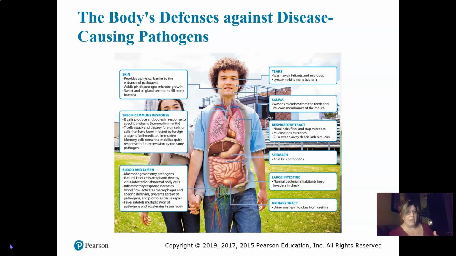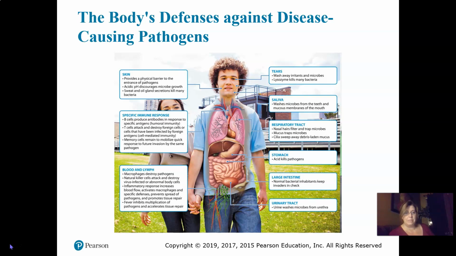Saliva washes away those microbes from the teeth and mucous membranes of the mouth. In our respiratory tract, nasal hairs filter and trap microbes. Mucus traps microbes. We want that mucus. The cilia sweeps away debris. In our stomach, the acid kills pathogens. Not a whole lot can actually survive that stomach acid.